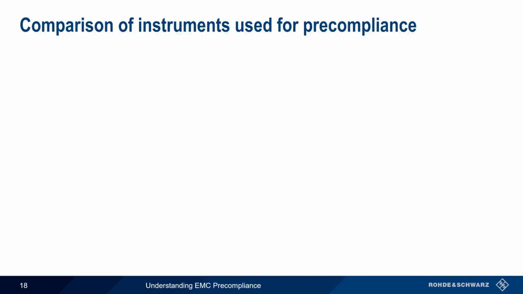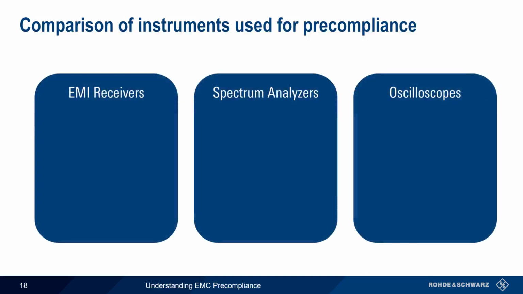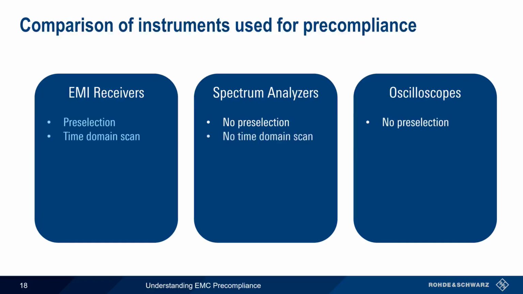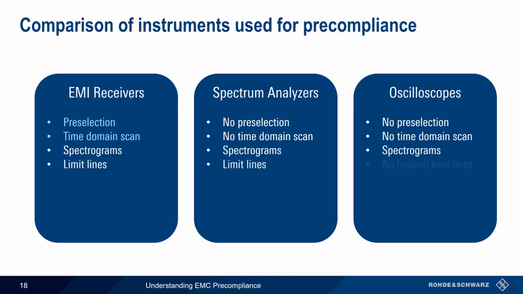Before moving on, let's briefly summarize the instruments used for pre-compliance testing. EMI receivers are unlike both spectrum analyzers and oscilloscopes in that they support both preselection as well as time domain scan. Other common features such as spectrograms and limit lines are generally supported by all three instruments, although external software is normally required for limit line testing using an oscilloscope.